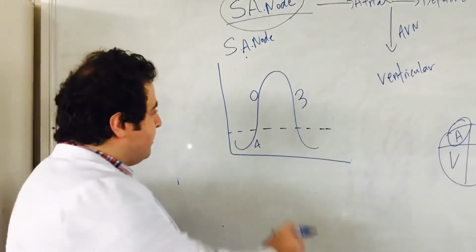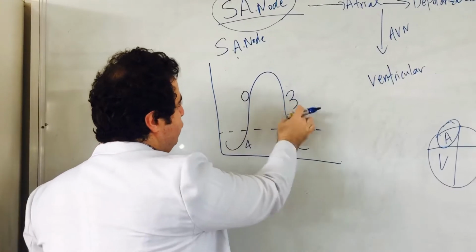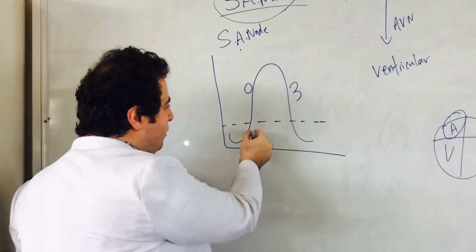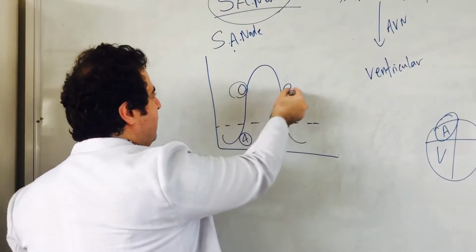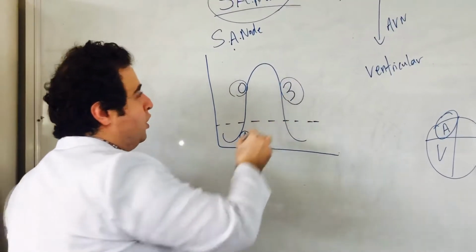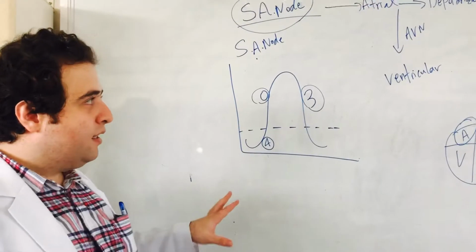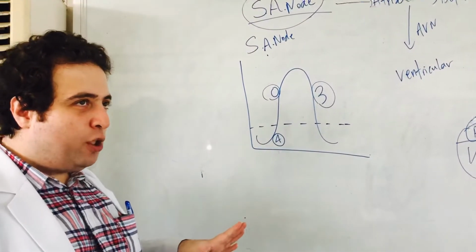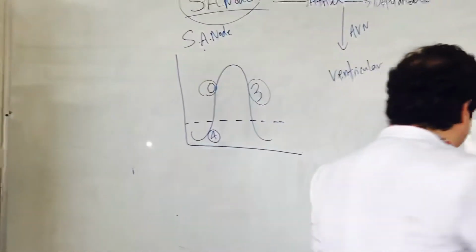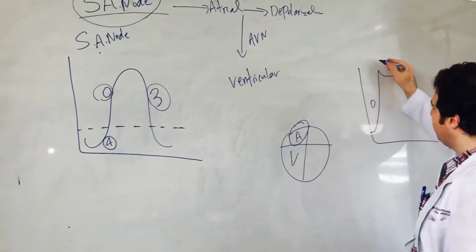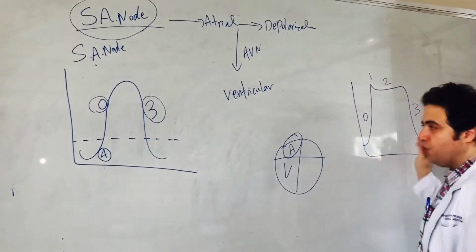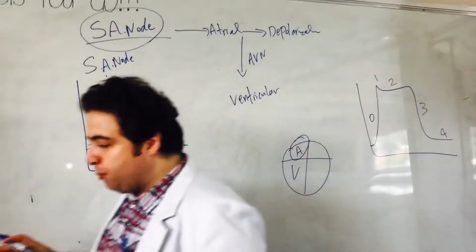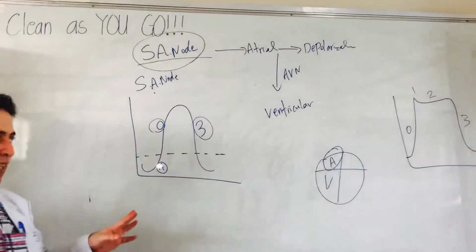So the phases here are 4, 0, 3. What happened in phase 4? What happened in phase 0? And what happened in phase 3? Look at the different class. In the ventricular action potential, which I draw here, it starts with phase 0, phase 1, phase 2, phase 3, and phase 4. So if you notice, in the SA node action potential, we do not have phase 1 and 2.